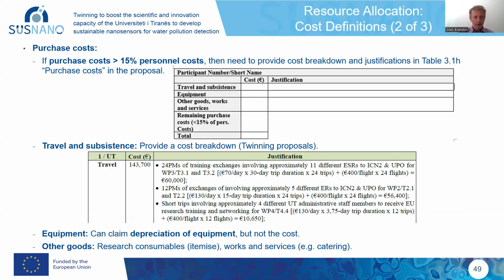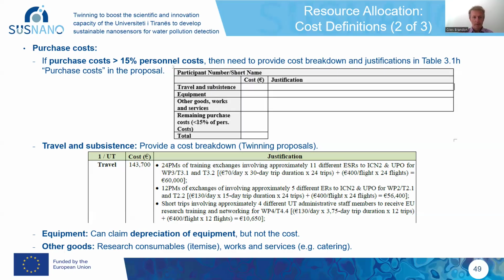if the total value of your purchase costs in your proposal are below 15% of the value of your total personnel costs, then you don't need to provide a cost breakdown justification in the table 3.1H. This table 3.1H is a table that you'll see in the standard application form. But if a partner has purchase costs below 15% of their total personnel cost, then they don't need to do it. So only if they exceed that, then they have to provide this breakdown.